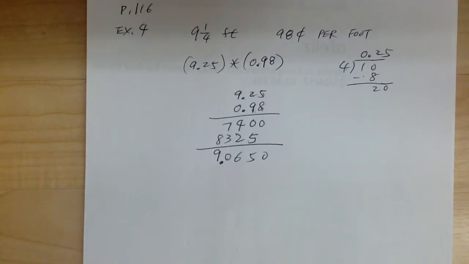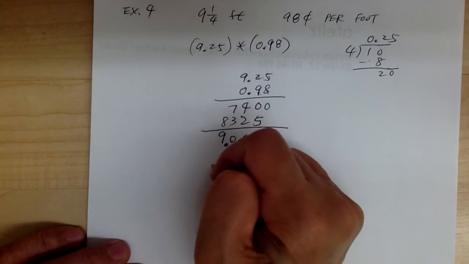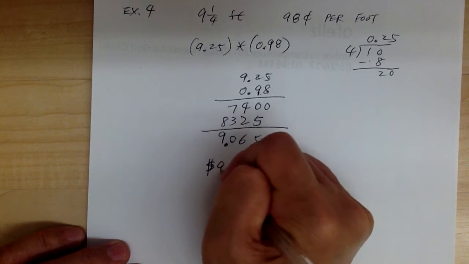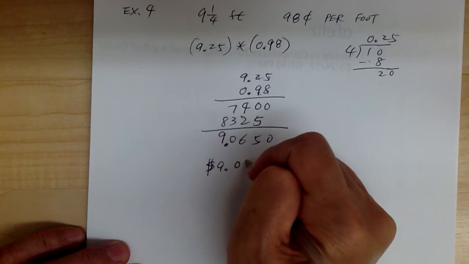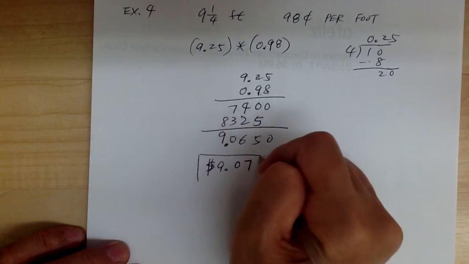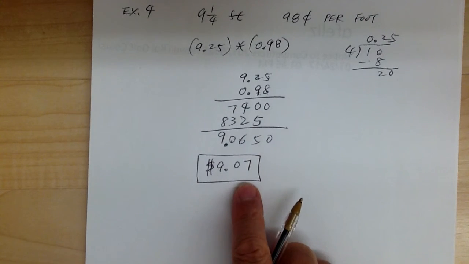And when the answer involves money, you want to round it off to the nearest cent. So this will equal $9, and this will go up, so make it $9.07. Okay, and so that would be your answer. You can round it off to the nearest cent.